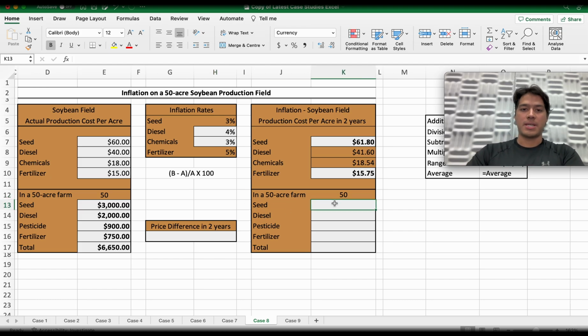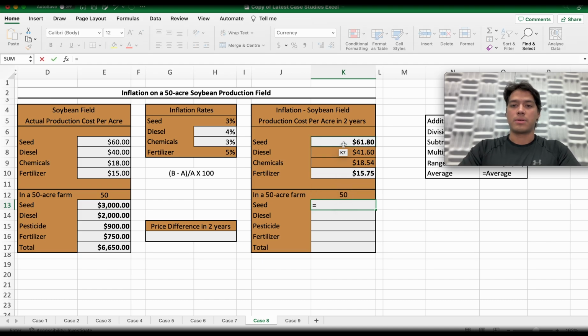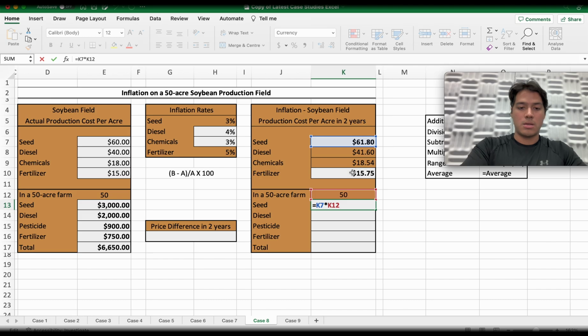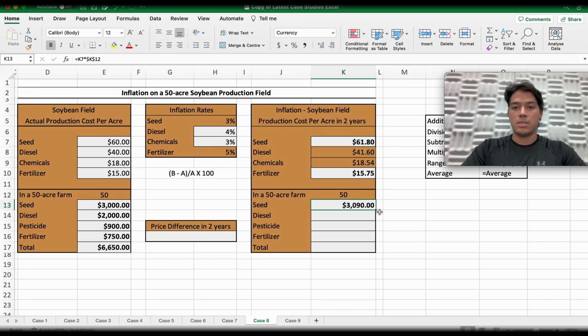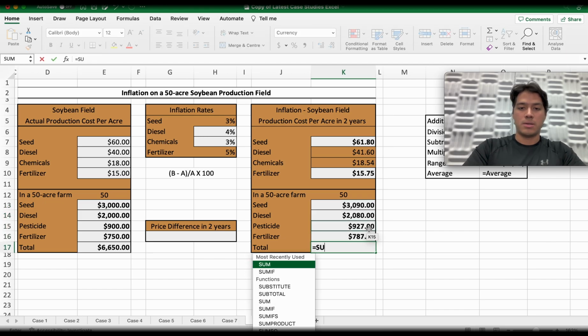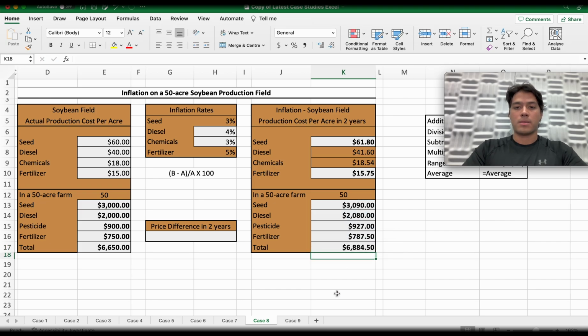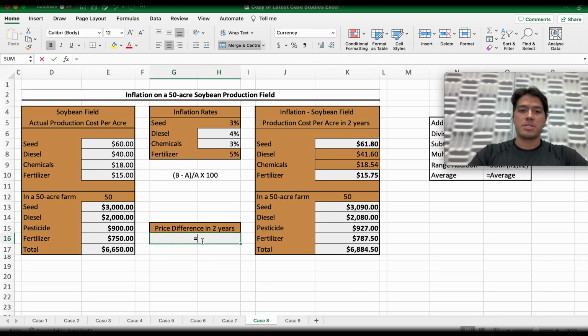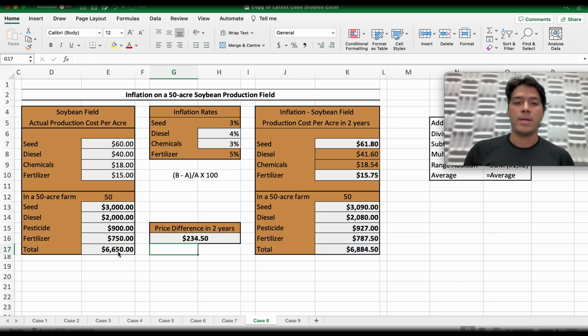Now we can finish this section, which is basically just a multiplication of our actual prices. So it's going to be this times 50. And remember, I can just hit F4, enter, and go all the way down and sum these values. Now the question here is, what's the price difference in 2 years? It's basically a subtraction of the future possible number minus the actual cost. So the farmer faced a price difference in 2 years of 234.50.